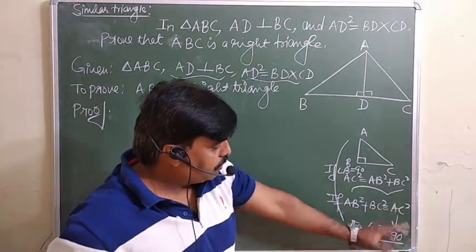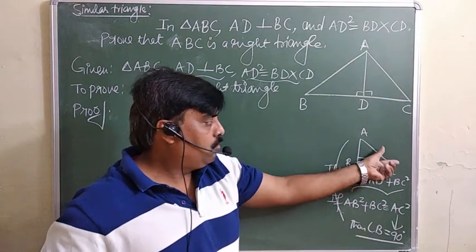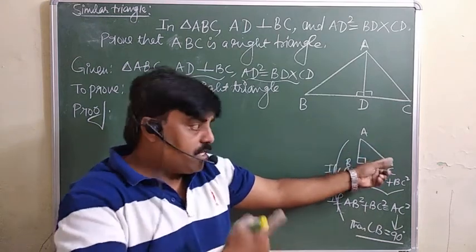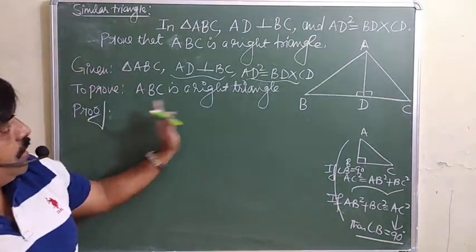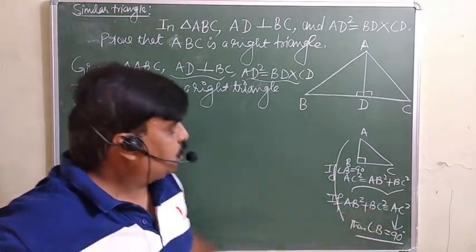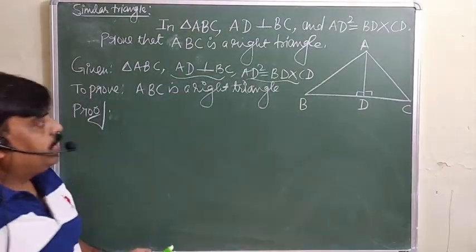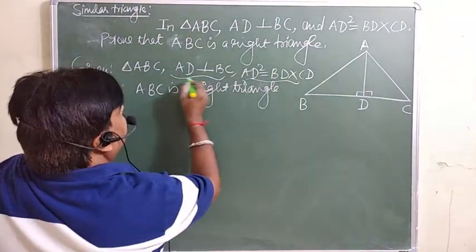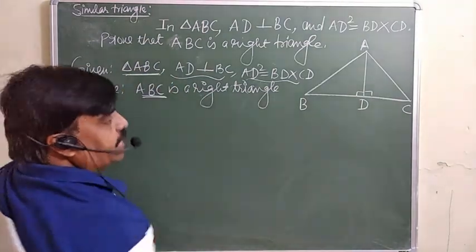So keep in mind this one, the converse. If the sum of the square of the two sides is equal to the square of the third side, then the third side's opposite angle will be 90. So we are supposed to prove here only. We will take the help of this one. So look at here. See now. So keep your eyes here. What we want to prove? We want to prove this ABC triangle is a right triangle.